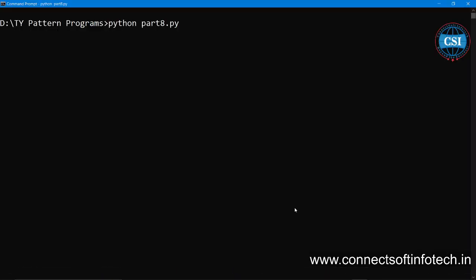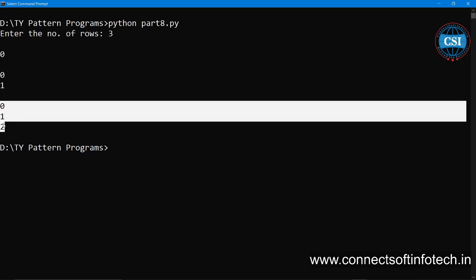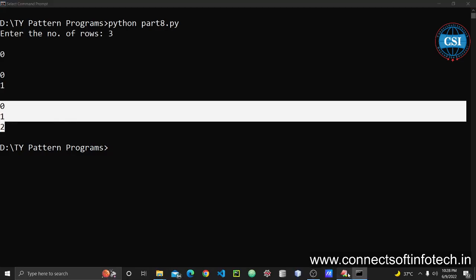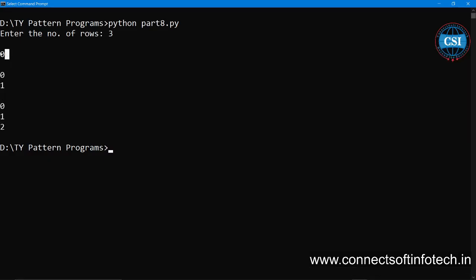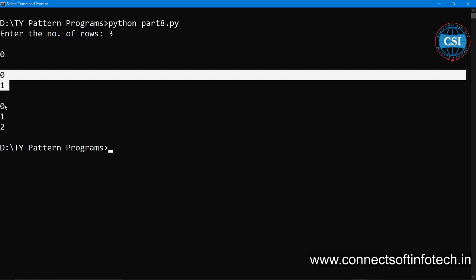Now execute the code first. Let us see what output we are getting. If you enter the nth number of rows equal to 3, you are getting 0 in the first row, 0 1 in the second row, and 0 1 2 in the third. So our output is perfect. We can see this is the first row, this is the second row, and this is the third row.